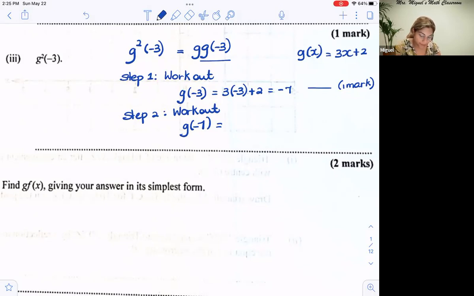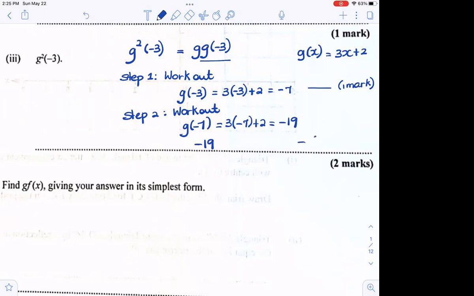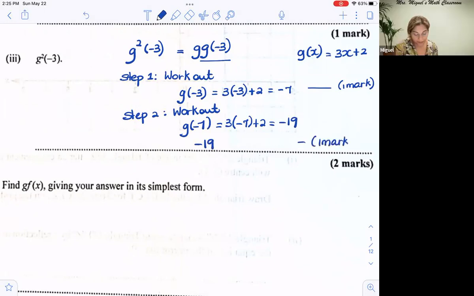All right. So 3 stays the same. In place of x, I am putting -7 plus 2. Directed numbers prove to be a problem for a lot of students. If you don't know how to work it out, the calculator is your friend. So we're going to put in the calculator 3 by -7 plus 2. The answer is -19. Did you all get that? Yes, ma'am. You will be awarded your 2nd mark and you will get 2 marks, right?